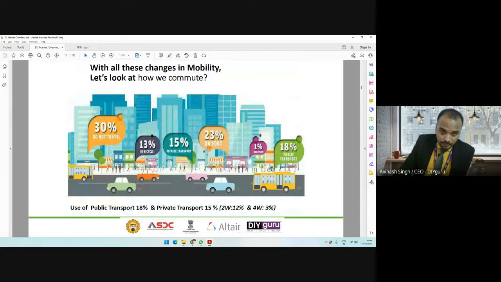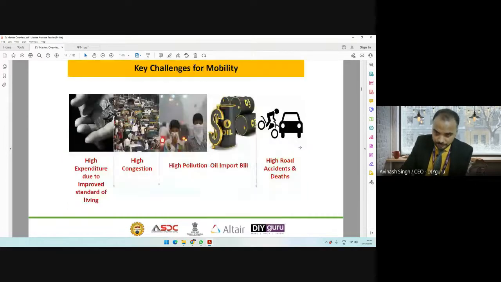This is a sort of division of how the whole crowd has divided itself based on what number of people use what sort of transport. This is just an average figure where you can say almost 18% of the people on the road at a particular point of time use public transport, almost 15% use private transport, out of which two-wheelers are 12% and four-wheelers are 3%. This is just a demographic representation of what people usually prefer.